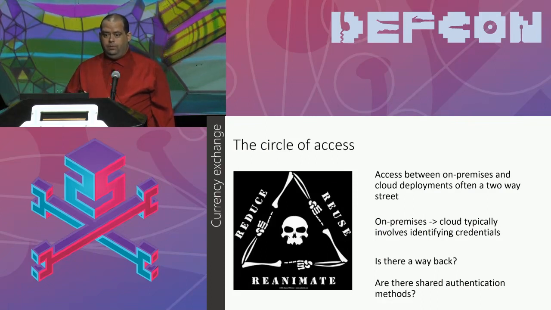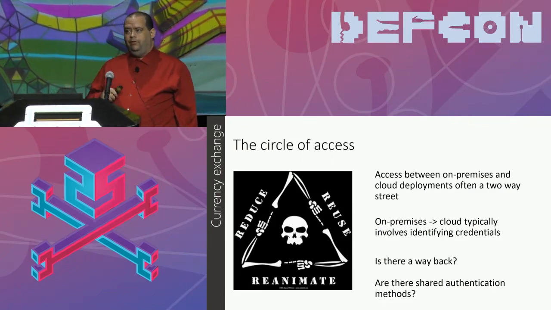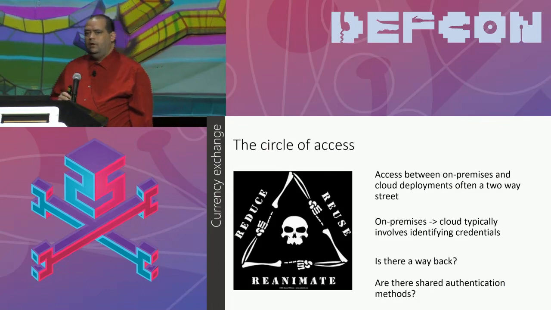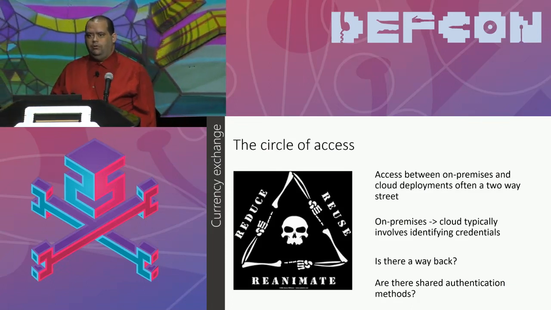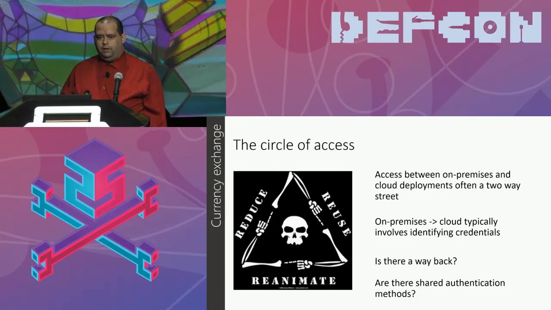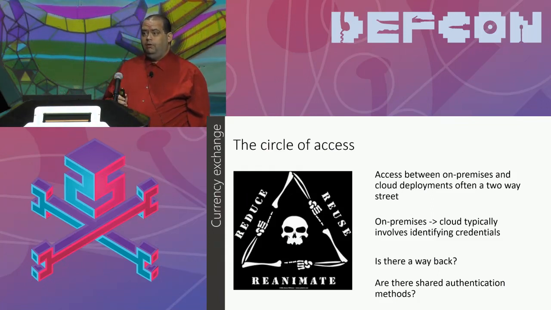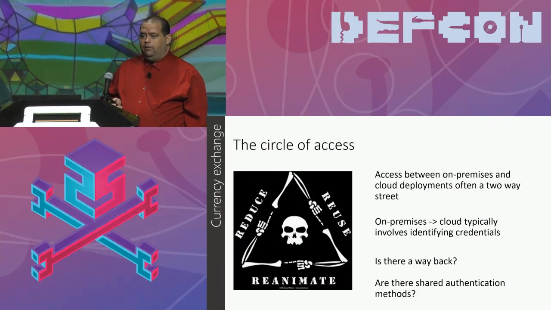Very similar, you have cloud assets that need to talk to things on premises. Well, there's probably a data path you can follow. This is one of the key things to being a good attacker: identifying all the possible data paths. And ask yourself, how is this system communicating? Because that is often going to tell you where you need to go to achieve your objective. And really, are there shared authentication methods?